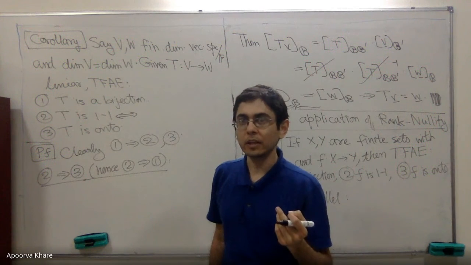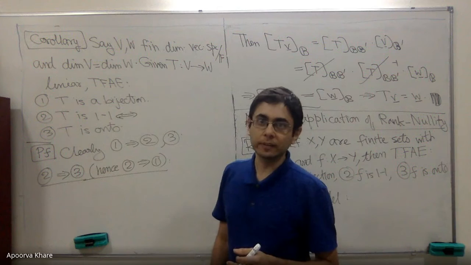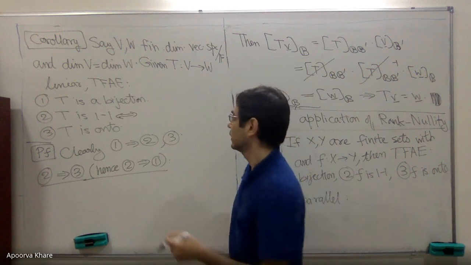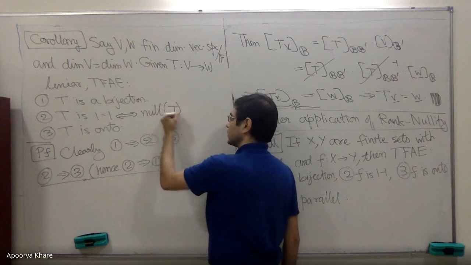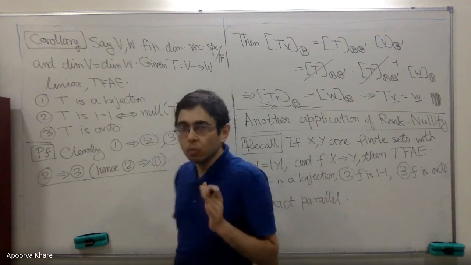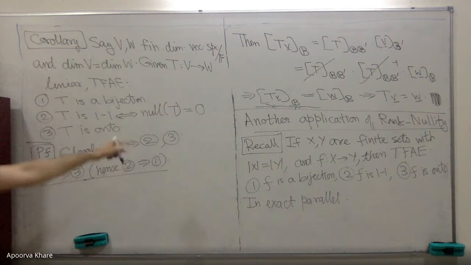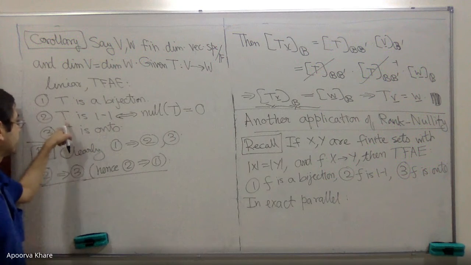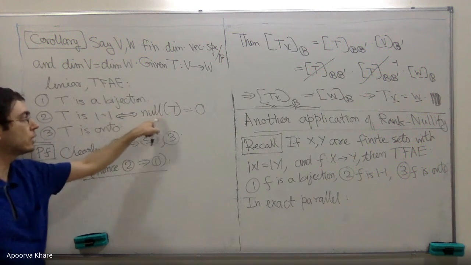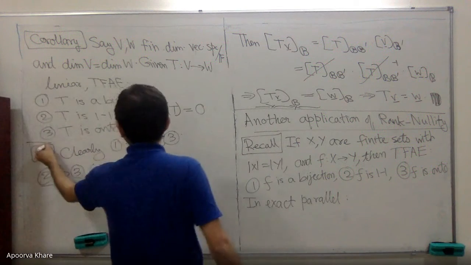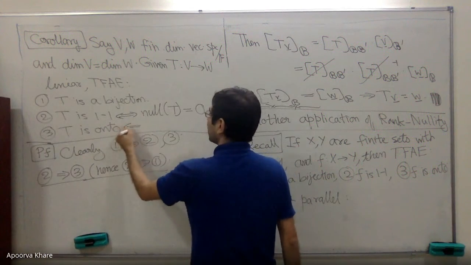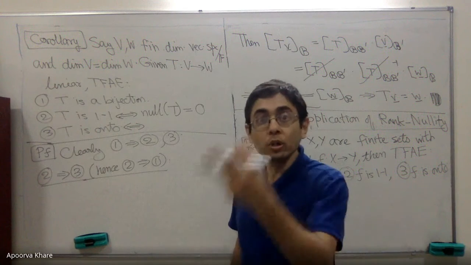What is the nullity of a linear transformation? It is the dimension of the kernel. So this vector space is 0 if and only if its dimension is 0, right? There is only one 0-dimensional vector space, that is the 0 vector space. So a linear transformation is 1 to 1 if and only if the nullity is 0, because if and only if the kernel is 0. And similarly, T is onto if and only if the image is the whole space.